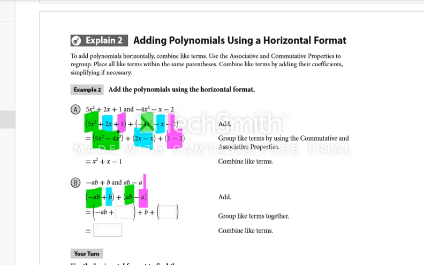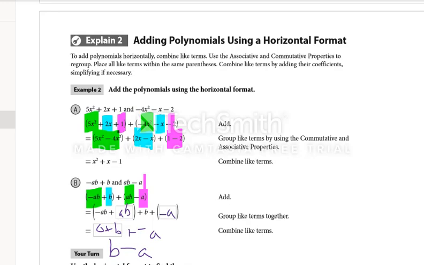All right, so when we combine our like terms, group them, minus AB plus AB plus B, that's the only one with just a B, and plus a negative A. When we combine our like terms, negative AB plus AB is 0. 0 plus B plus a negative A. We can simplify that and rewrite that just as B minus A.